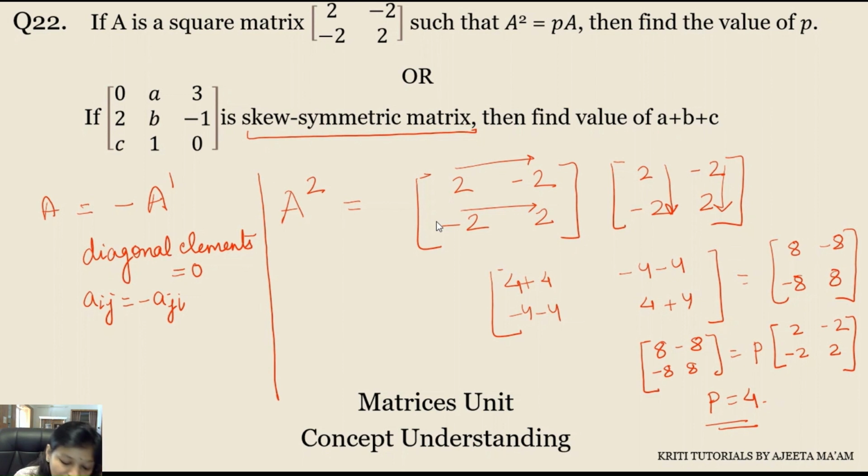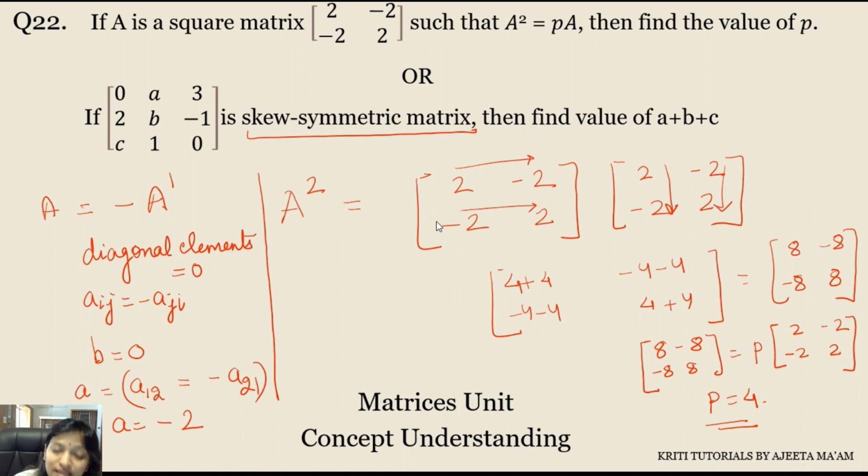Now if we just check, B is a diagonal element. So the value of B will be what? 0. Right? Now what will be the value of A? The position of A is A12. It will be equal to minus A21. So what will be the value of A? A will be equal to minus 2, because A21 is 2.